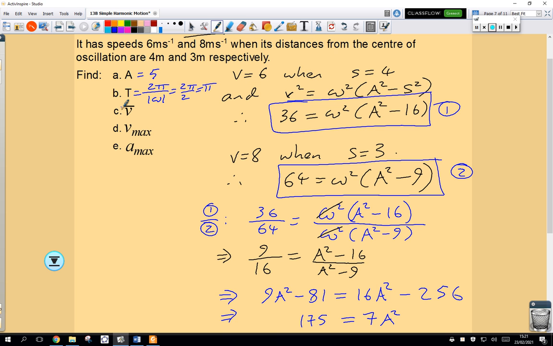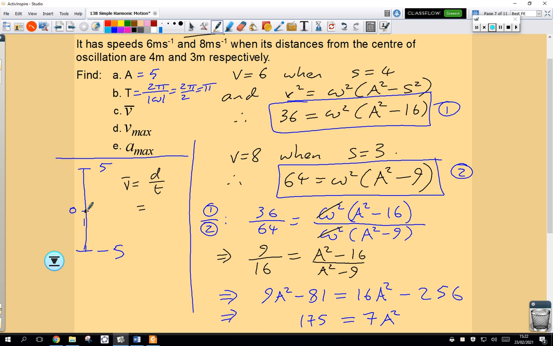The next thing is the average speed. I want to find the average speed here. Let's think about the amplitude first. We said the amplitude was 5. That means we're talking about something that's traveling around a center point and going 5 meters up, 5 meters down. And it takes pi seconds to complete one full period. So we can work out that average speed is equal to distance traveled divided by time.